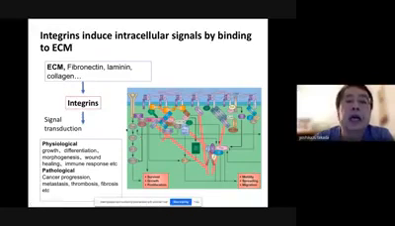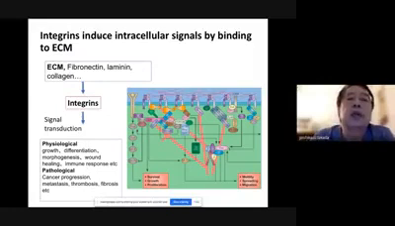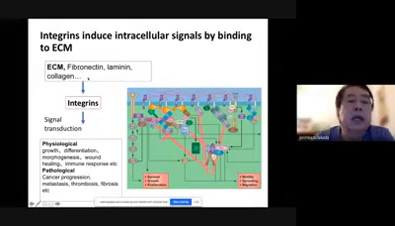So the role of integrins is that integrin connects the ECM and the cytoskeletal proteins, which means integrins induce signals when cells are attached to the extracellular matrix. Fibronectin, laminin, and collagen are major ECM proteins in mammalian cells. Integrin binds to these extracellular matrix proteins, and that induces signals.